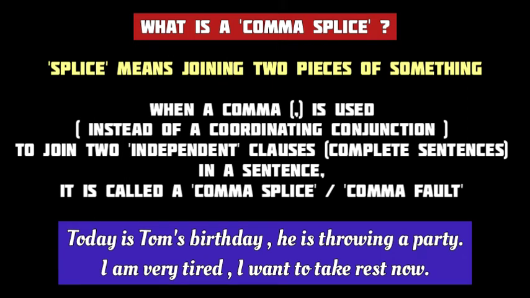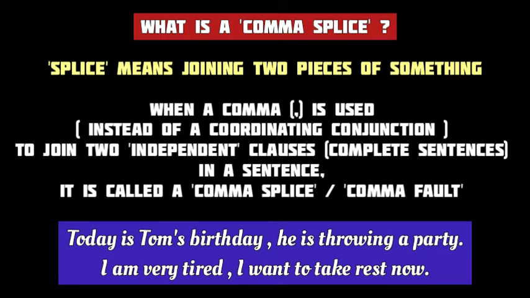Now let's learn the comma splice in English grammar. The word splice means joining or combining two pieces of something like a rope or a film, etc. So when a comma is used to join two independent clauses in a sentence, this mistake or error is called a comma splice or comma fault in English grammar. Simply put, it is incorrect to join two independent clauses with a comma in a sentence.